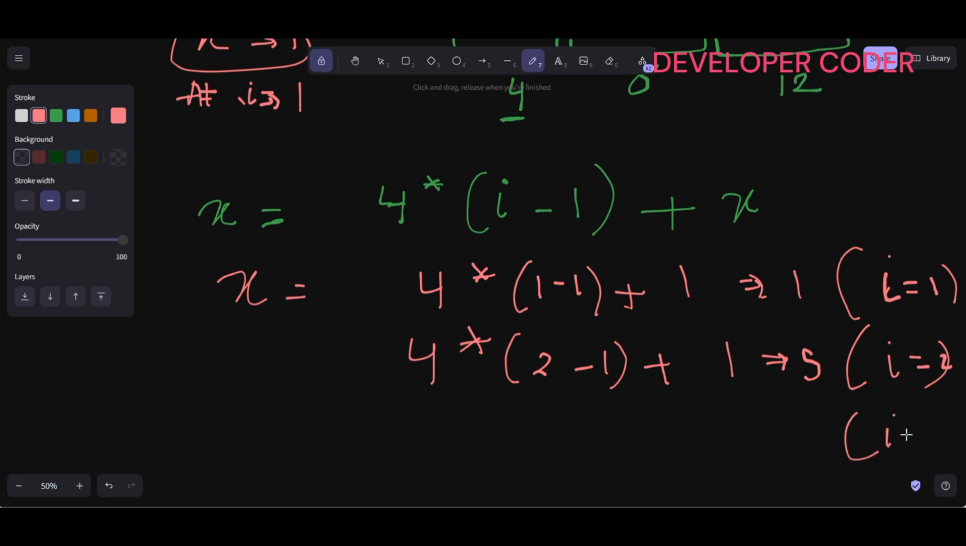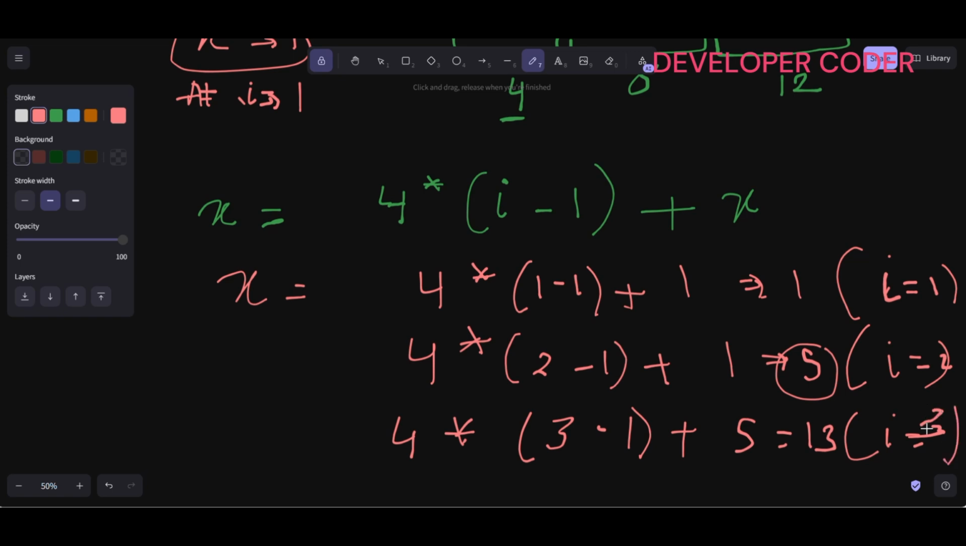Now for I is equal to 3. So 4 into, here I is equal to 3 now. So 3 minus 1 plus previous value of x. The previous value of x is 5, so here I'm going to add 5. So 4 into 2 is 8, 8 plus 5 is equal to 13. 13 is the output for I is equal to 3.